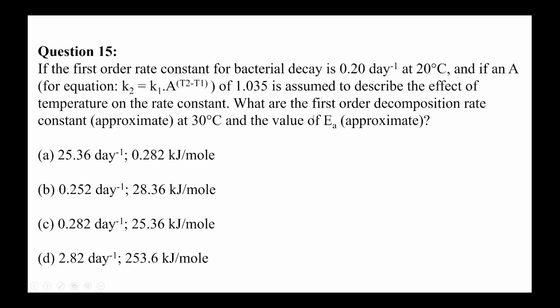What are the first order decomposition rate constant at 30 degrees Celsius and the approximate value of EA, the activation energy? So first, K1 is given, the first order rate constant 0.2 is given at 20 degrees Celsius. So K1 is given, T1 is given. At 30 degrees Celsius, that is T2, what would be the K2? First calculate that from the given equation and then calculate the activation energy from the equation that we used in the previous question. Quickly solve this question and write your answers in the chat box.